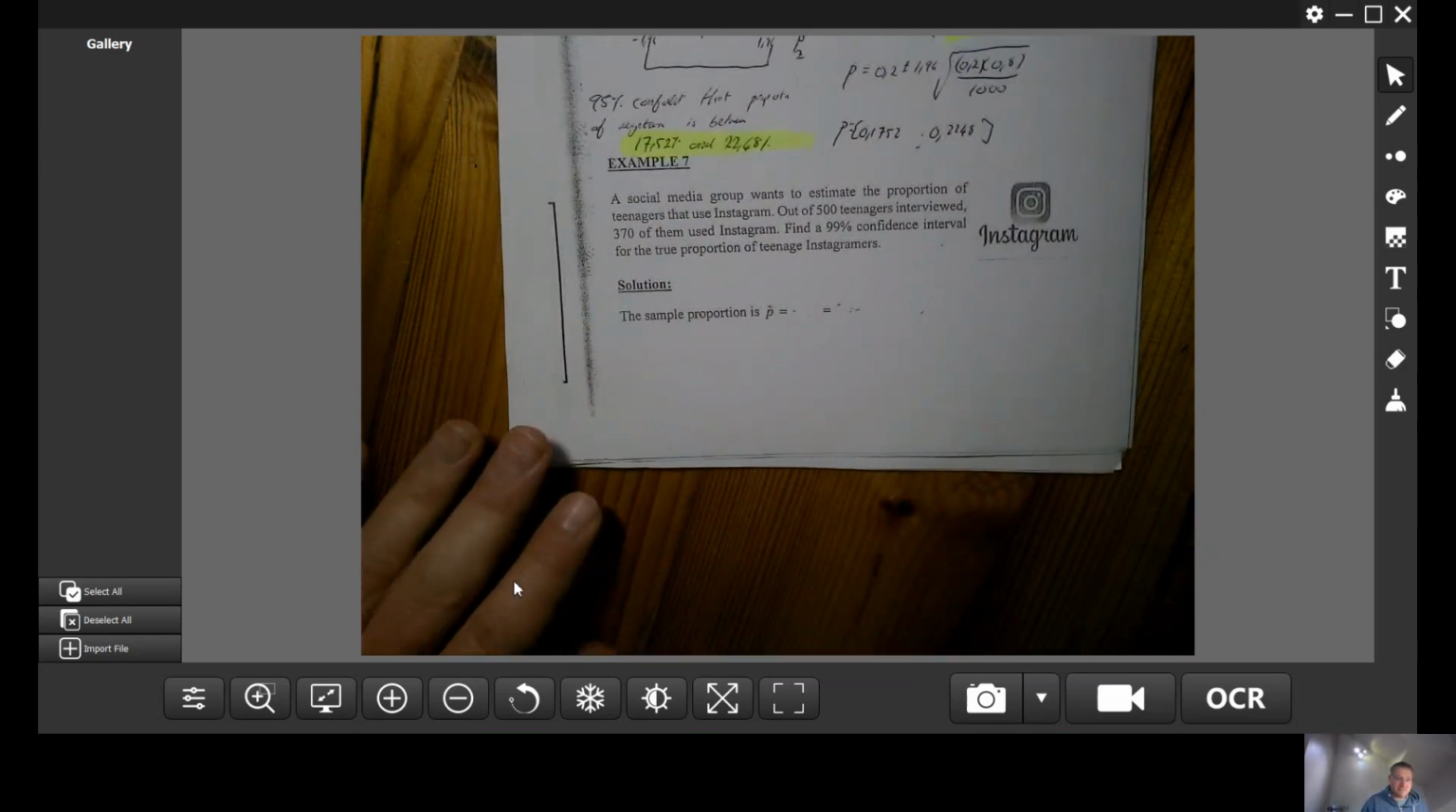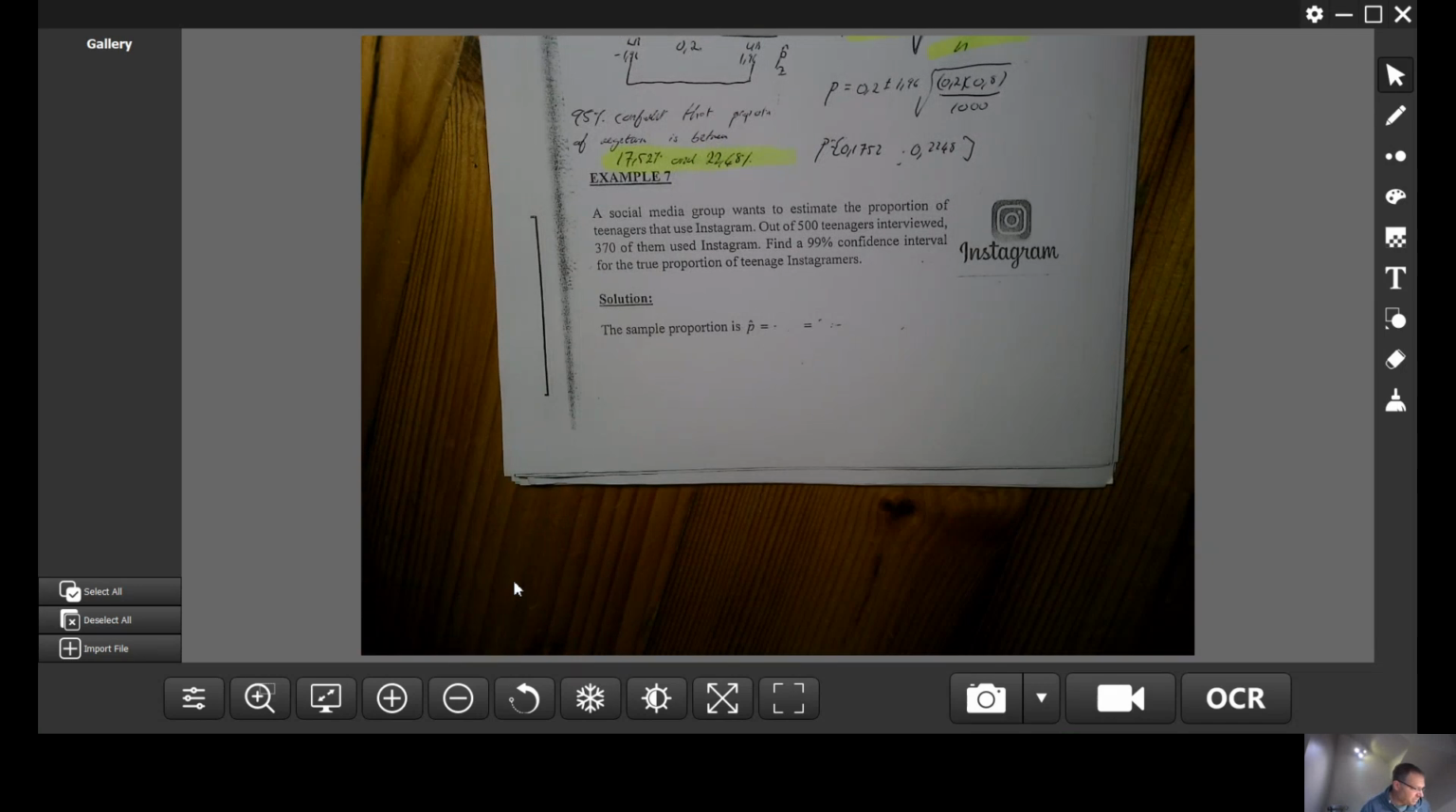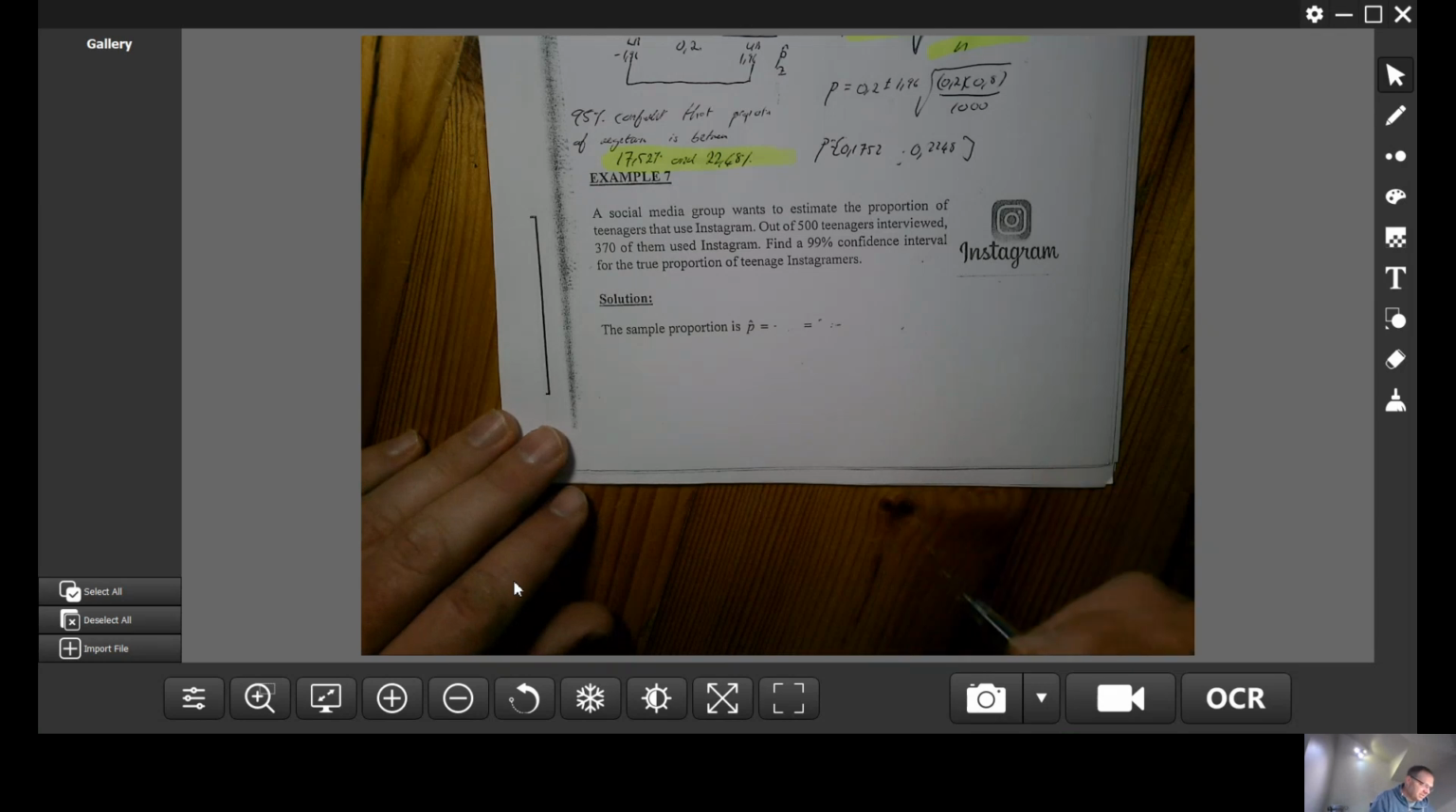Right, example 7 says, a social media group wants to estimate the proportion of teenagers that use Instagram. Out of 500 teenagers interviewed, 370 of them use Instagram. Find a 99% confidence interval for the true proportion of teenage Instagram users.